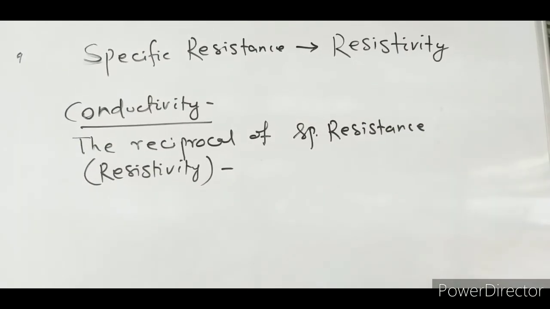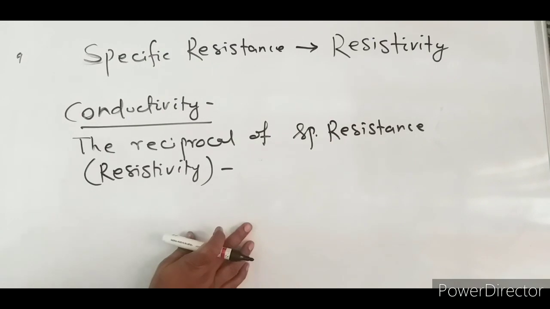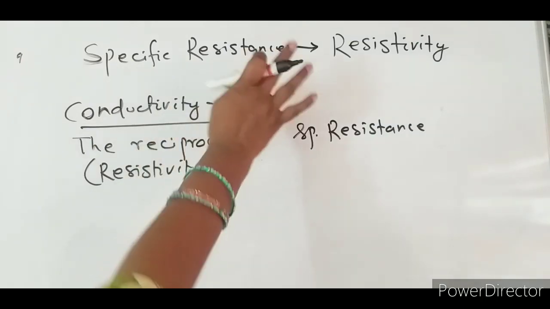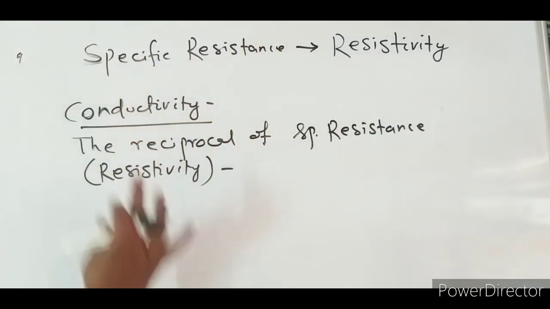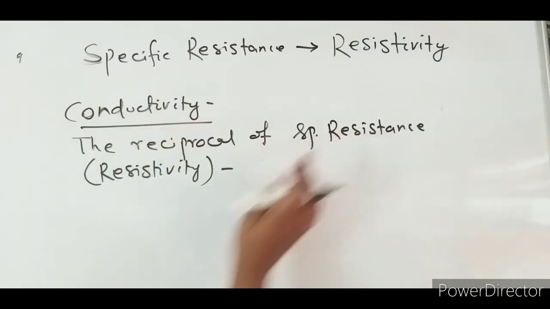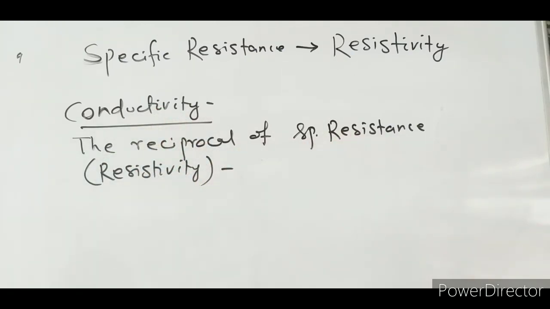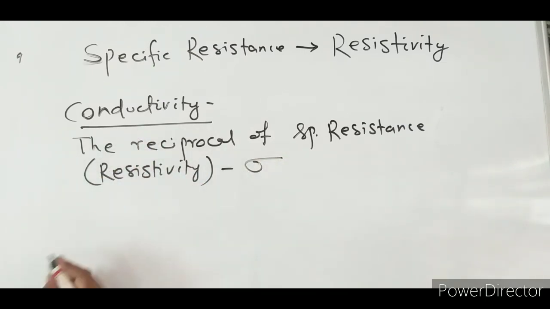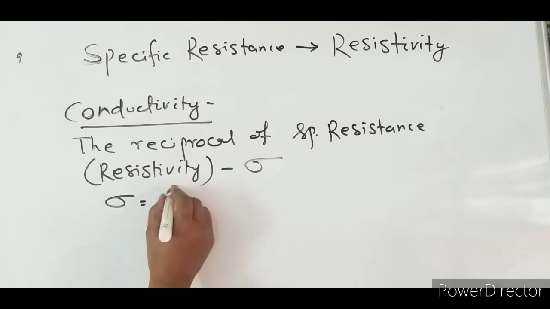So the other name of specific resistance is resistivity. We have discussed resistance and conductance. Conductance is the reciprocal of resistance. Now we have discussed resistivity. Now let us discuss conductivity. Conductivity is the reciprocal of specific resistance or resistivity. It is represented by sigma. So sigma is equal to 1 by rho.